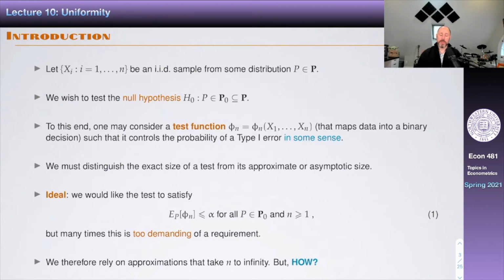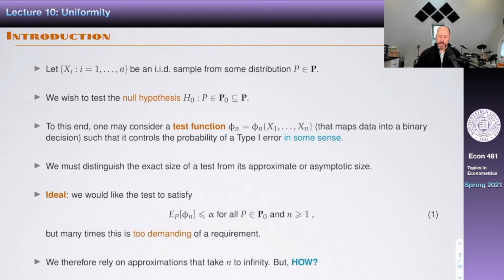And to do this, we're going to use a test function that I'm going to denote by phi n, and it's just a function of the data that's going to map the data into a binary decision. So in what follows, we're not going to pay attention to randomized tests. We're going to stick to non-randomized tests, where you plug in the data and the test function will tell you whether to reject or not.